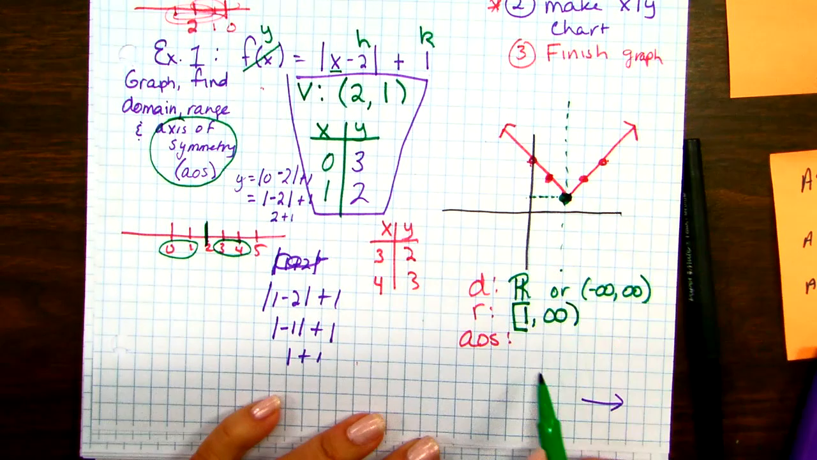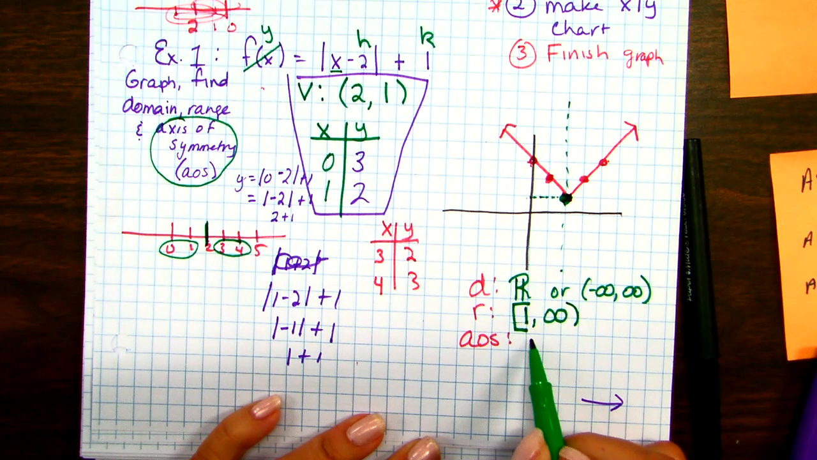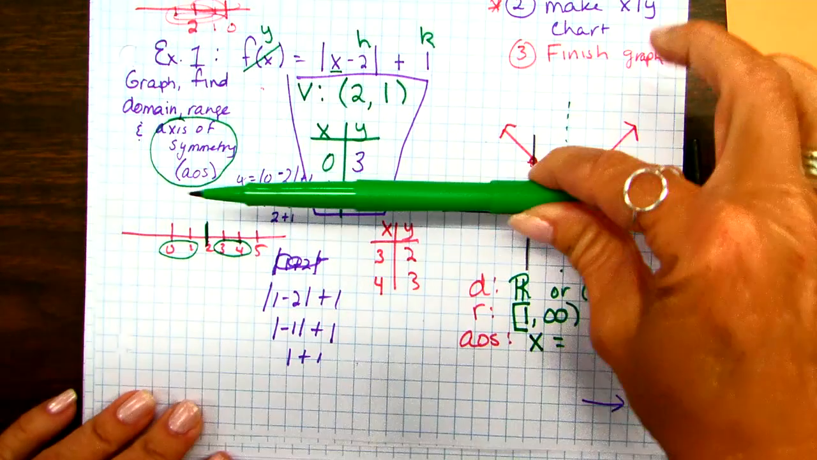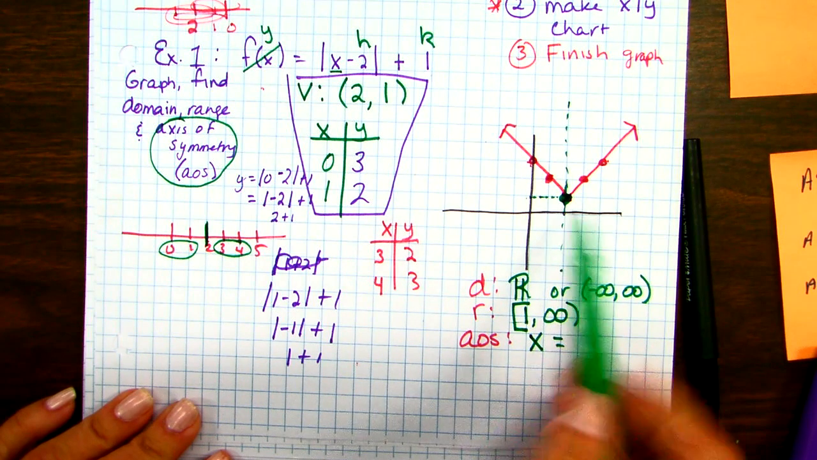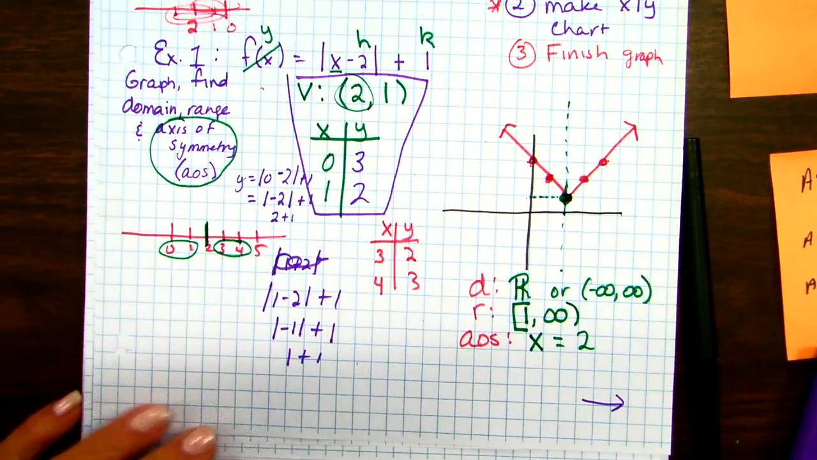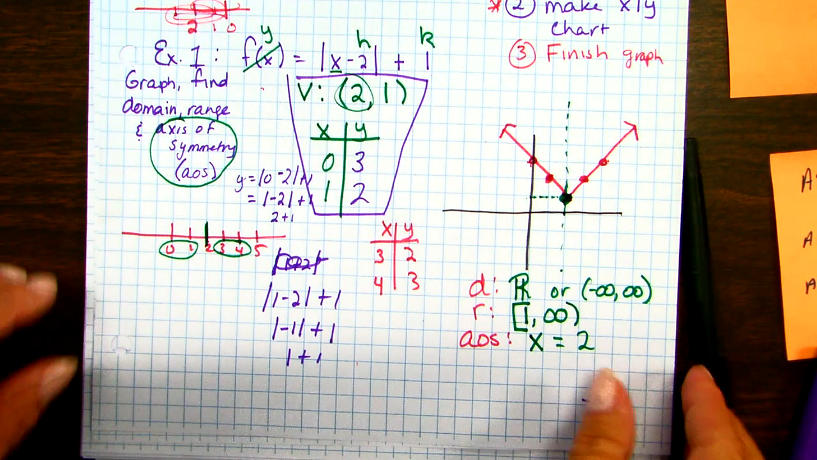The axis of symmetry is a vertical line that goes right through the vertex. Watch this. The axis of symmetry is always x equals, because vertical lines are x's, horizontal lines are y's. What x value is it going right through? 2. It's always the first number of your vertex, as it goes right through it. And that creates 2 equal sides of your graph forever. Symmetry, perfect left and right sides.